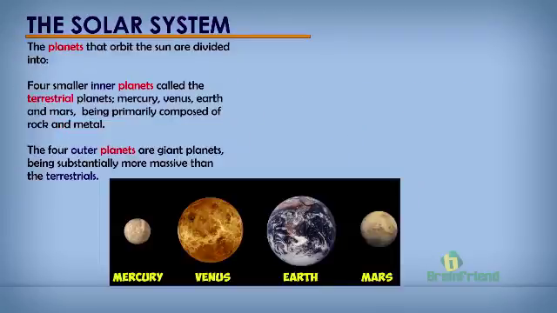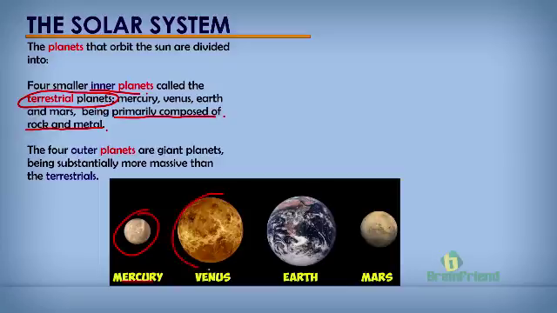The planets that orbit the sun are divided into the inner planets and the outer planets. The inner planets are 4 in number, and they are referred to as the terrestrial planets. They are called terrestrial because they are primarily composed of rock and metal. These planets are Mercury, Venus, the Earth, and Mars.